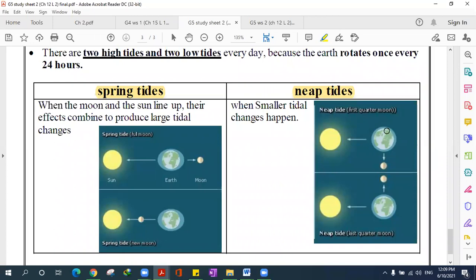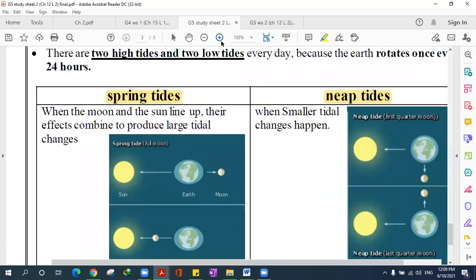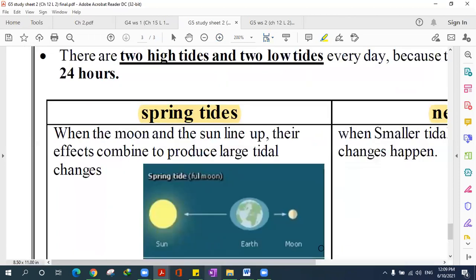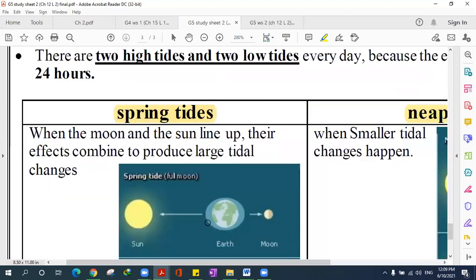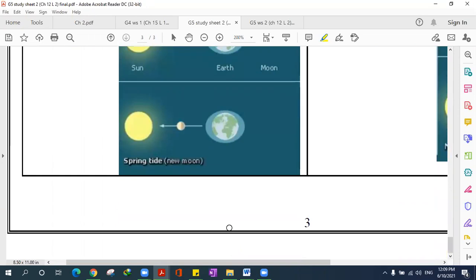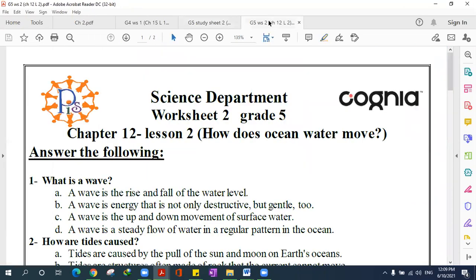See this circle around the earth? Let me zoom in. This is representing the water. You will see that there is no big change. But in spring tide, you can actually see the high tide on the two sides here, and the low tides are up there. Can you see that? Yes. Do you guys have any questions before moving to the worksheet?